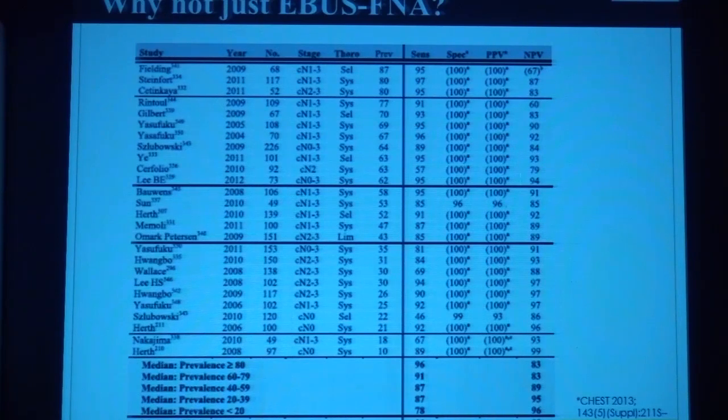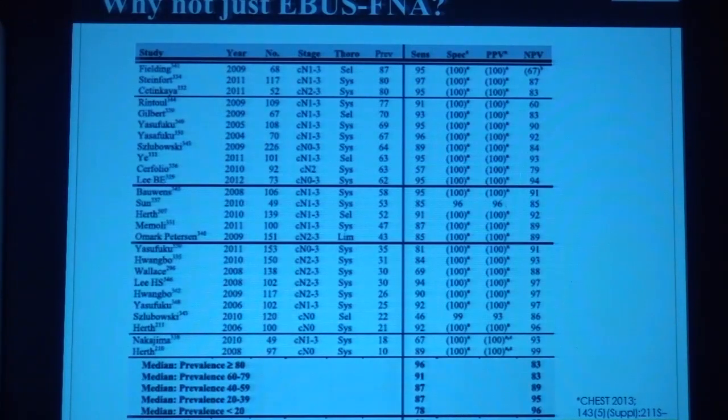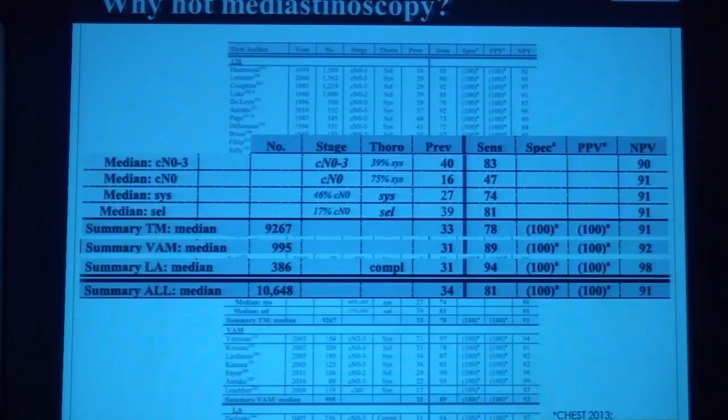We see at the end that the negative predictive value of EBUS TBNA is 91%. This is, according to the previous slide, the same as mediastinoscopy, but we're not very satisfied, because if we add EUS, we get another 5%.